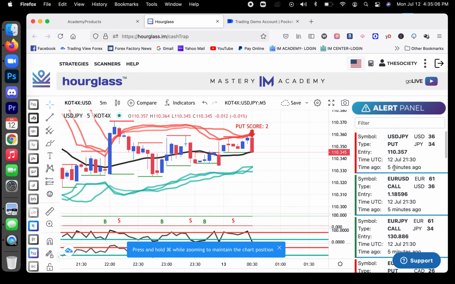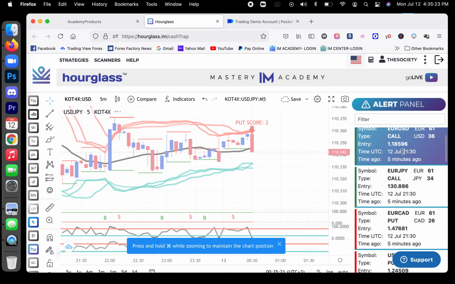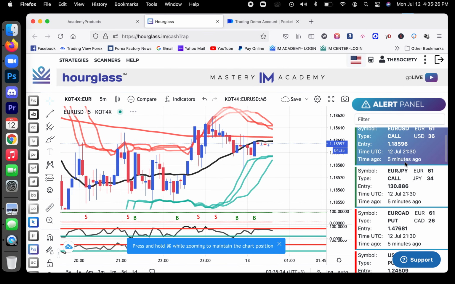Okay, so what this looks like is if you look on this right-hand panel, you're going to see different trade ideas. On the Cash Trap method, it changes every 5 minutes, right? So right here, if you look at the time, it's 4:35. 4:35 means we just got a new set of trades. So what you want to do is you want to refresh it. You can refresh it by just clicking on a pair, right? You click on a pair, it's going to refresh it.